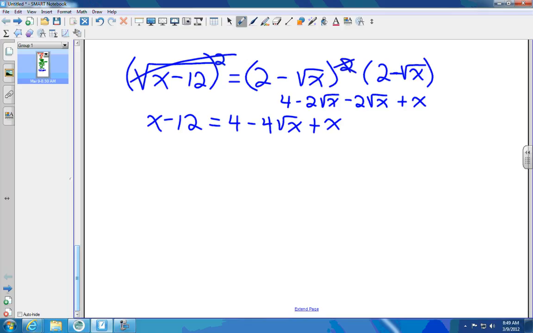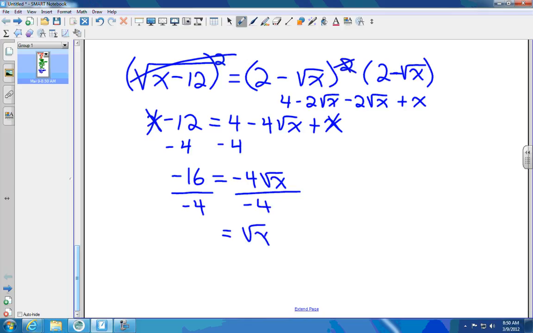And what can we do with the x's? We can just cross those off. You can see you're going to subtract that over. Those are going to be constants, hard to cross off an x. Subtract the 4. So negative 16 equals negative 4 square root x, divided by negative 4. So square root of x equals 4.